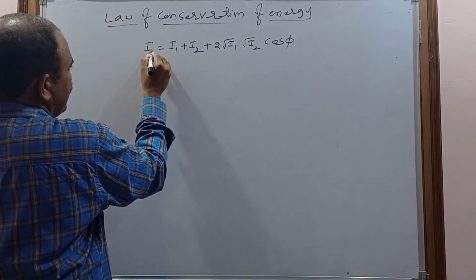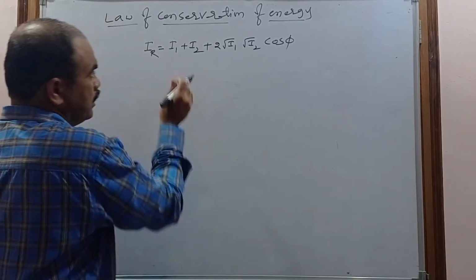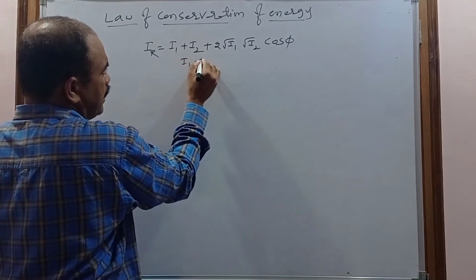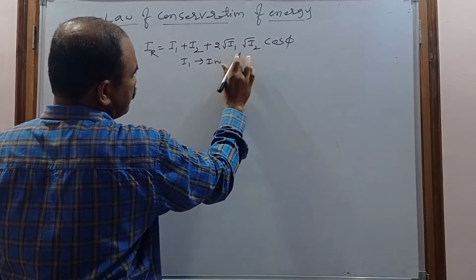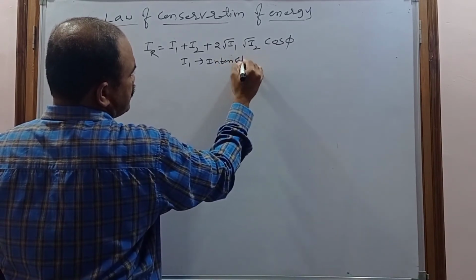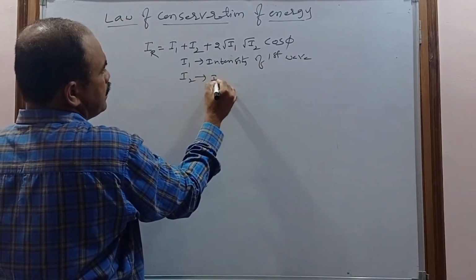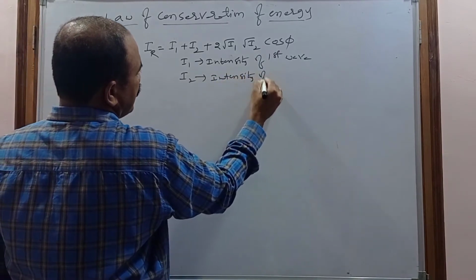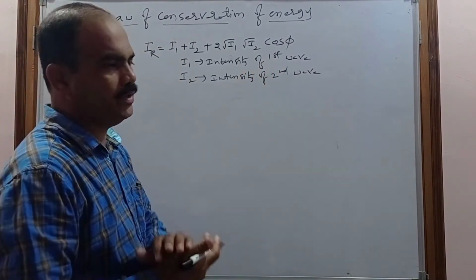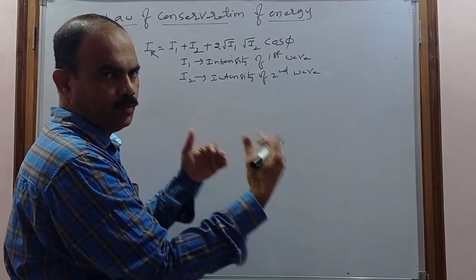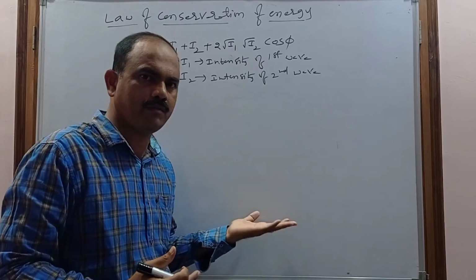So this is called the resultant intensity, I suffix r. So the resultant intensity due to the two waves whose intensities are I1 and I2. I1 is the intensity of the first wave and I2 is the intensity of the second wave alone. So if they are superimposed at a point, the interference will take place. Due to that, the intensity of the light becomes maximum or minimum.